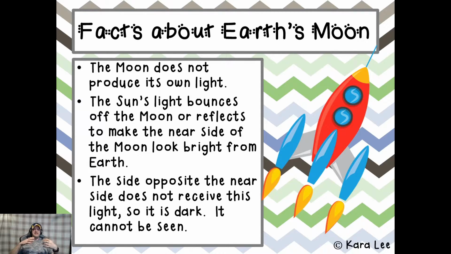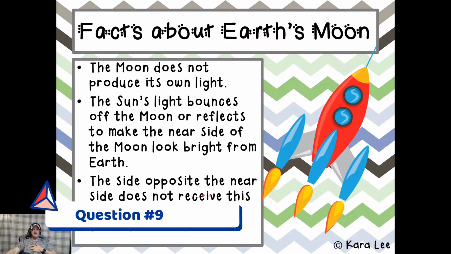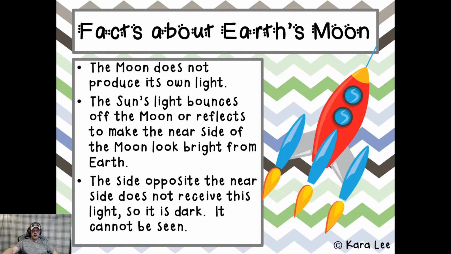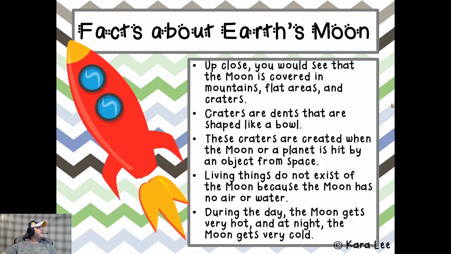The side opposite the near side does not receive this light, so it is dark. It cannot be seen. We call that the dark side of the moon. The dark side. Come to the dark side. Some other fun facts about the moon.